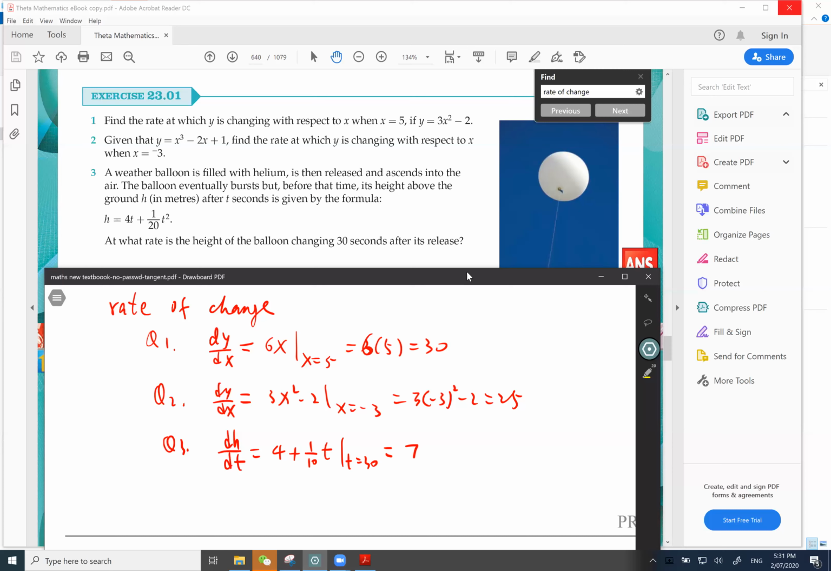Here, the unit is really important. Everybody, all of you guys got 7. But check, what's the unit? h is in meters, t is in seconds. So, what's the unit? dh/dt is like h over t, changing h over changing t. So the unit should be meters per second. The first two questions, there's no unit.